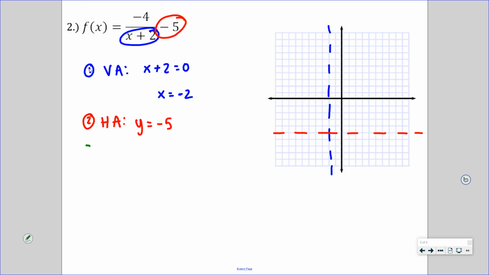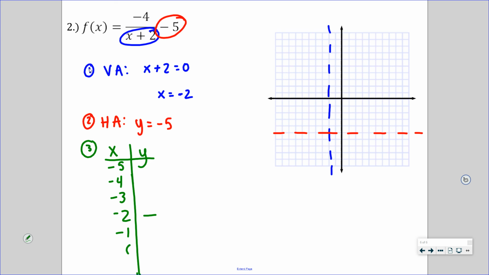All right, and then we just plot some points around the vertical asymptote. So again, if it helps you to put your vertical one right in the middle, I know I can't plug in -2, so pick 3 to the left: -3, -4, -5. You need at least 2, -1, 0, and 1.